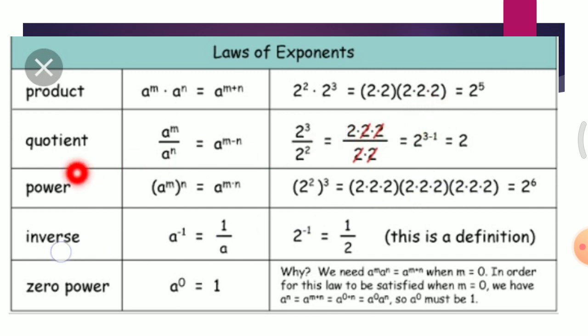Okay. Next, in quotient form, a power m by a power n, this is in the divide form. So here, a power m minus n. Okay. Next is the power form: a power m power n. So in this form you multiply the powers. Okay. a power m multiplied by n. Okay. You see an example here.